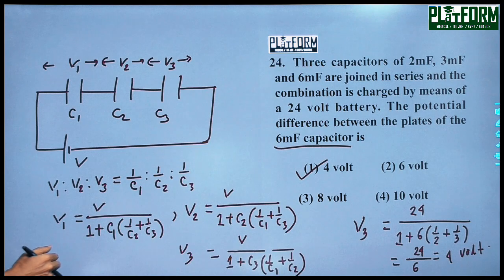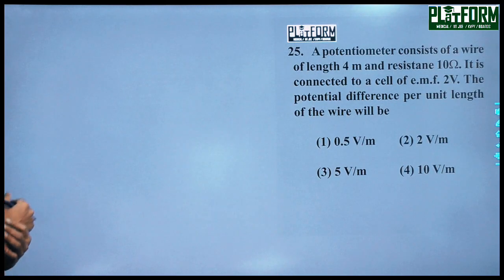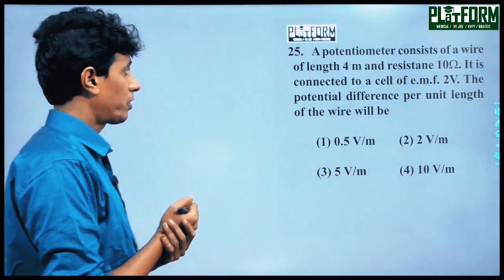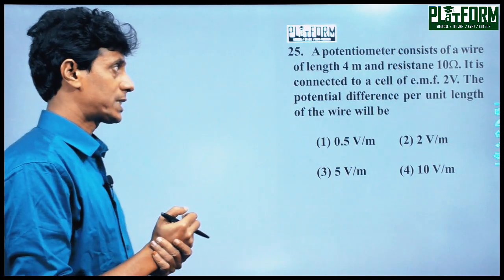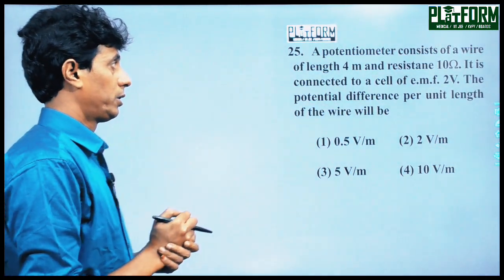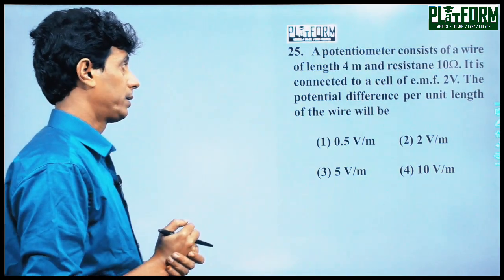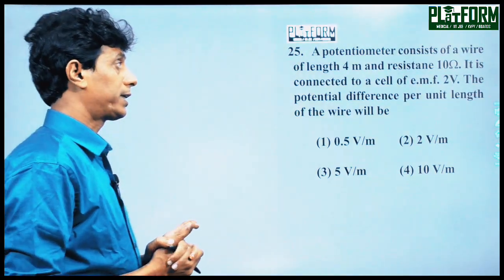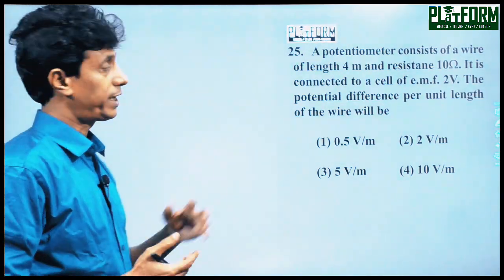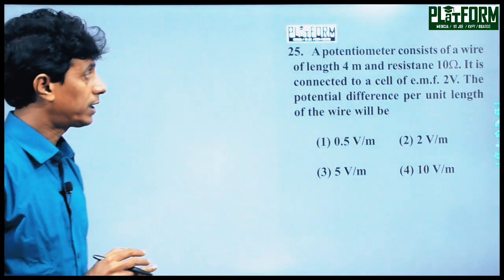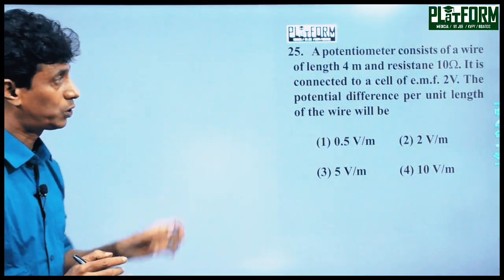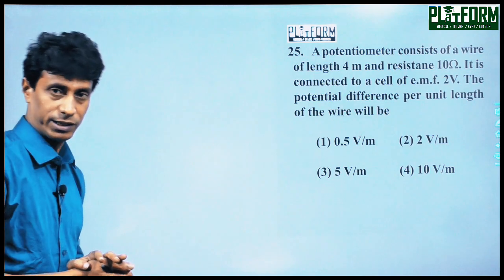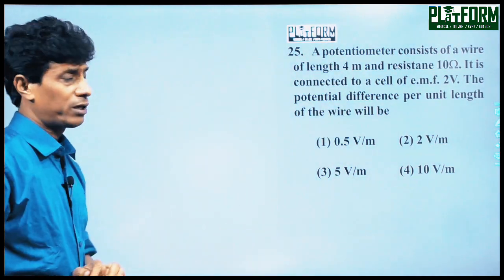Moving on to the next problem, let us see what the question is. Question number 25. A potentiometer consists of a wire of length 4 meter and resistance 10 ohm. In the case of the potentiometer wire, the length is 4 meter and the resistance is 10 ohm. It is connected to a cell of EMF 2 volt. Since no internal resistance of the cell is given, the total 2 volt potential drops across the potentiometer of length 4 meter. Very simple question.